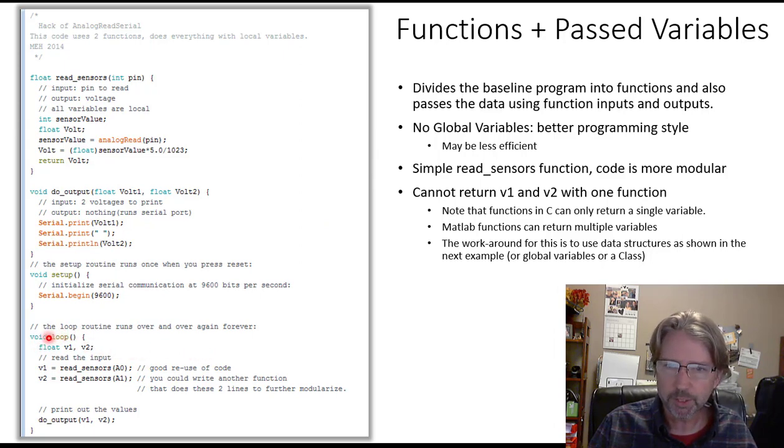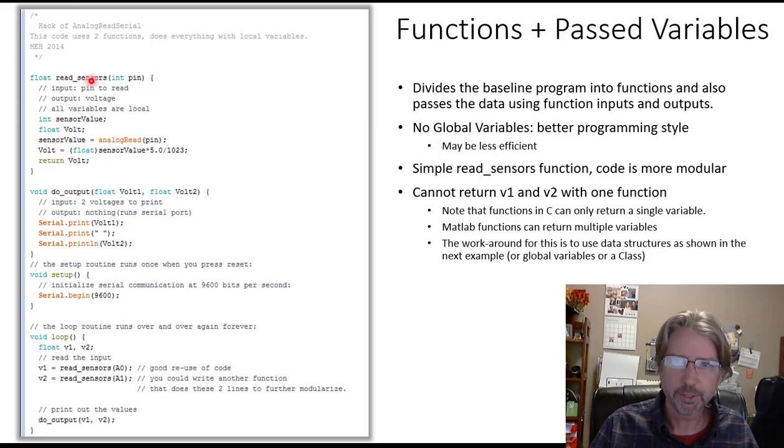So down here in the loop function, we have 2 local variables, v1 and v2, and we call a function called read sensors, and we store v1 from the voltage on pin A0 and v2 from pin A1. So we're calling a function twice here. And the reason we have to do that, what we wanted to do was read the 2 pins and output the 2 voltages, but in C you can only return a single variable. So that's the change here. To accommodate that style, we had to write a function.